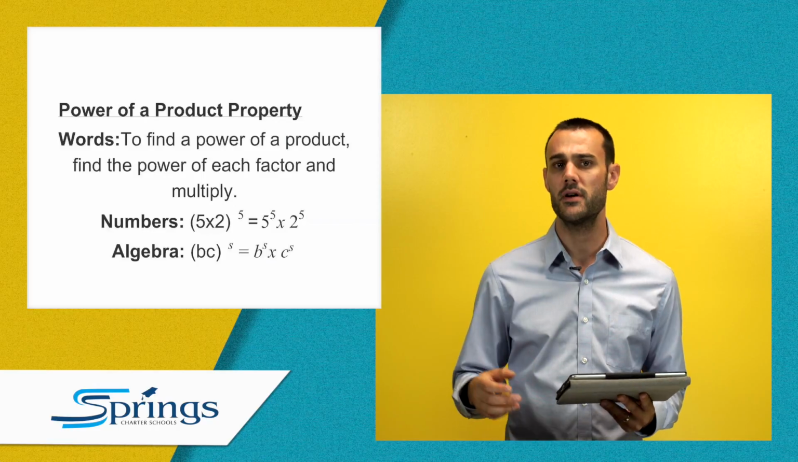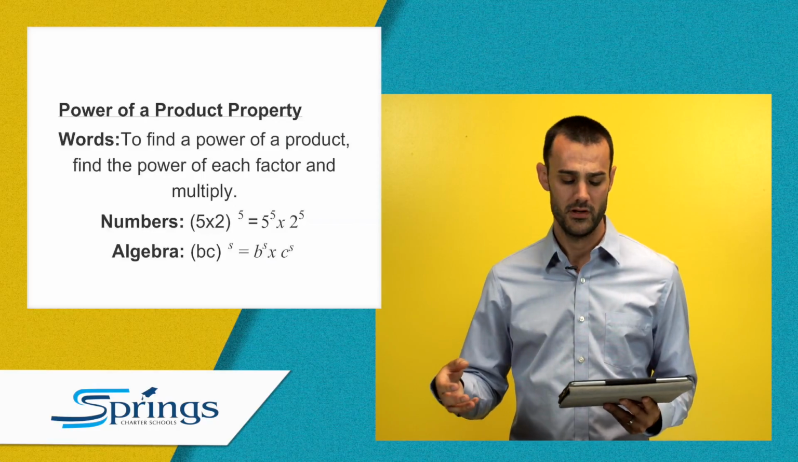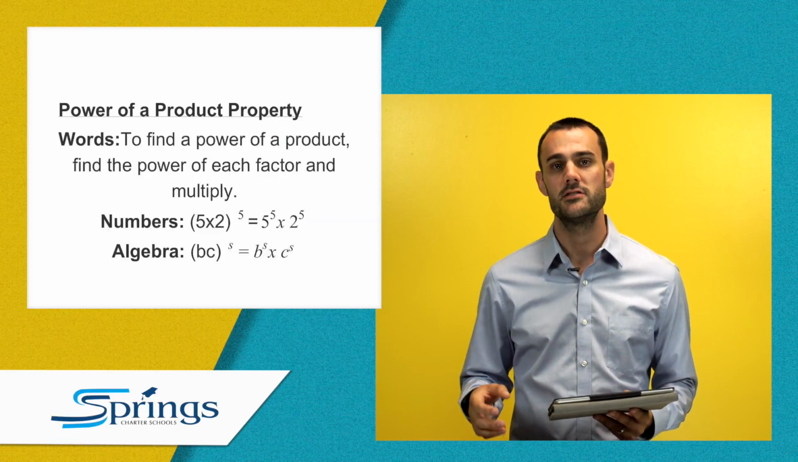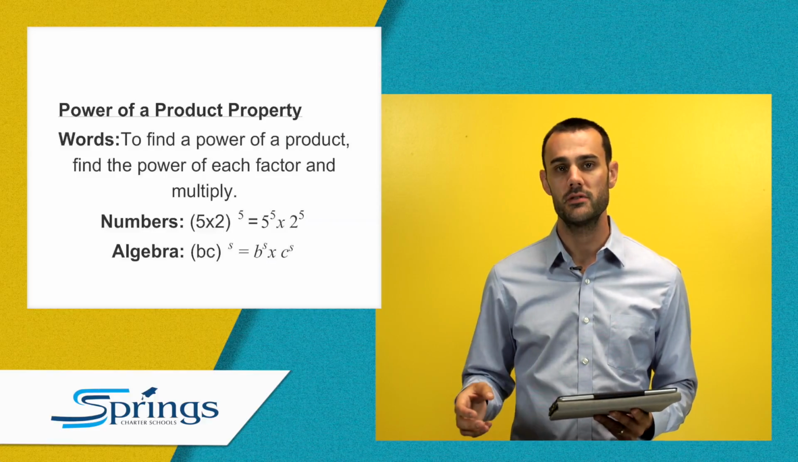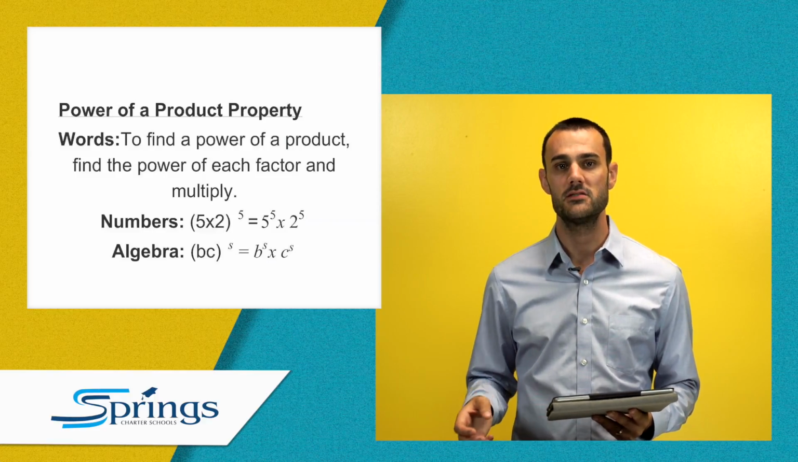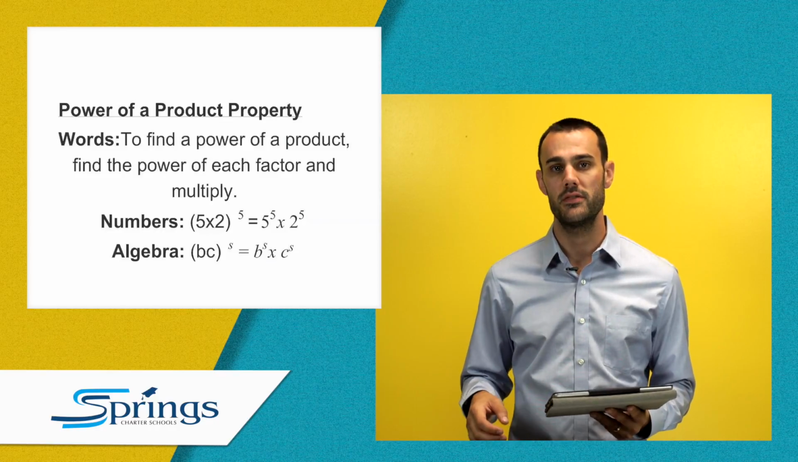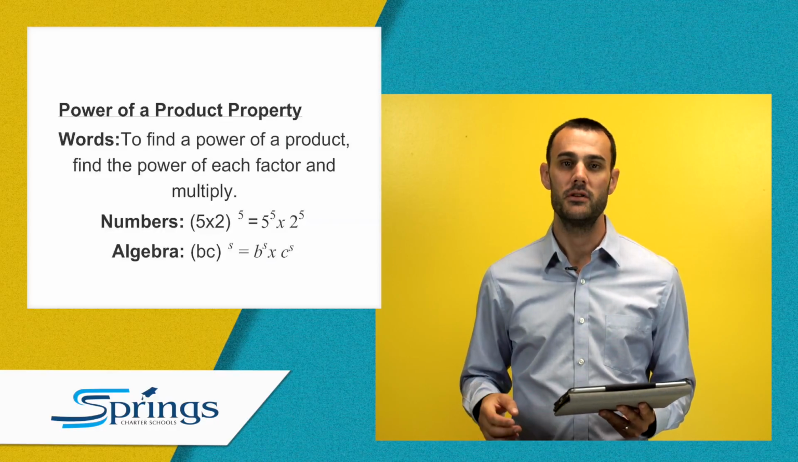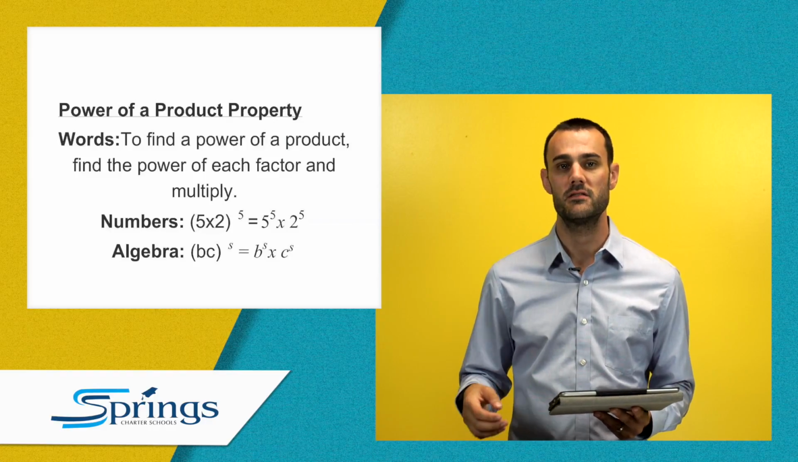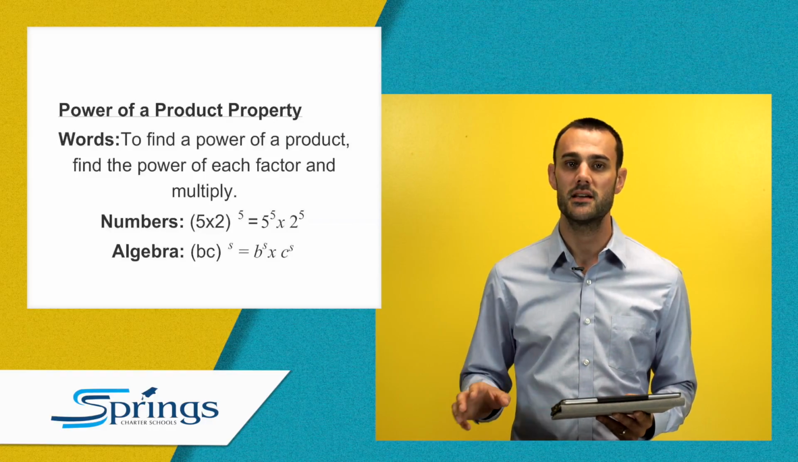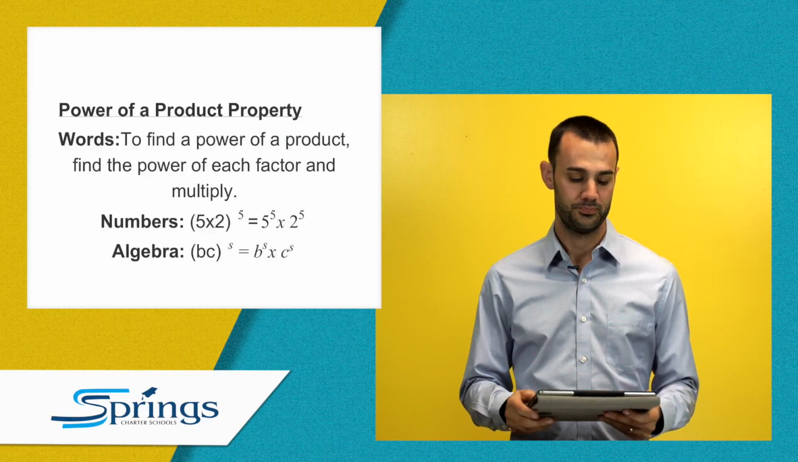So let's take a look with the numbers. Inside my parentheses, I have 5 times 2. And outside, the entire expression is being raised to the 5th power. So we have to use that distributive property to distribute the exponent from the outside to both things on the inside of our parentheses. So I come up with 5 raised to the 5th power times 2 raised to the 5th power. And you can leave your answer just like that. That's all they're looking for.